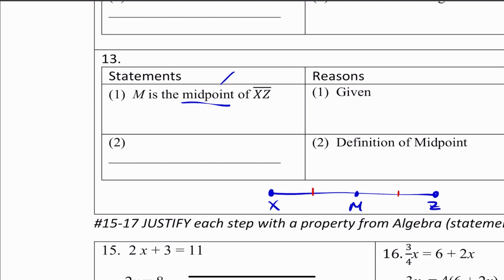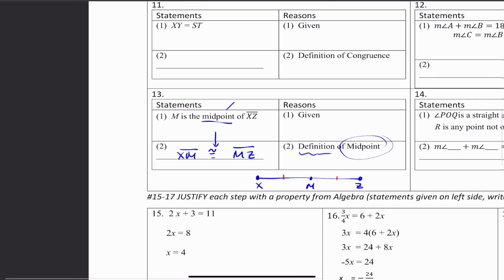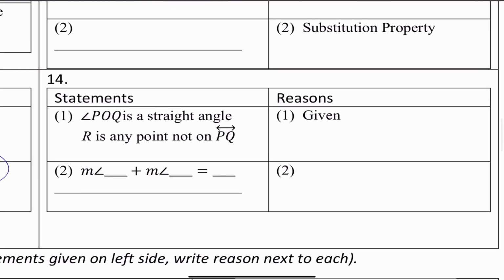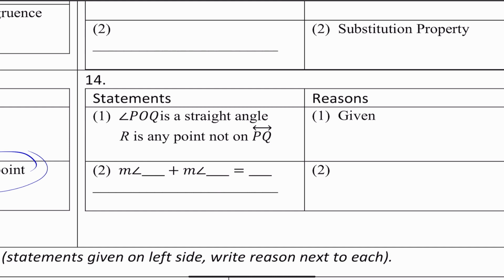That's the result of that. So it's going to go from here to here. So segment XM is congruent to segment MZ by what definition? The definition of midpoint. Okay. Let's go ahead and take a look at number 14. I don't know why this line is here.